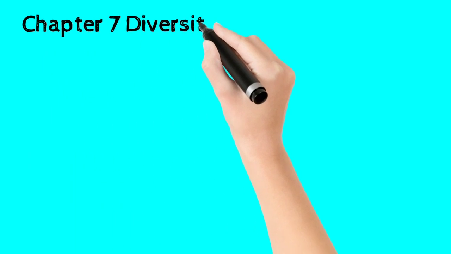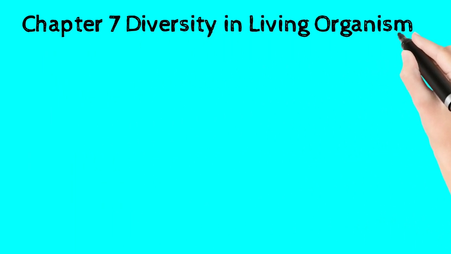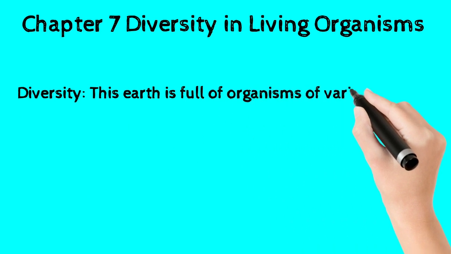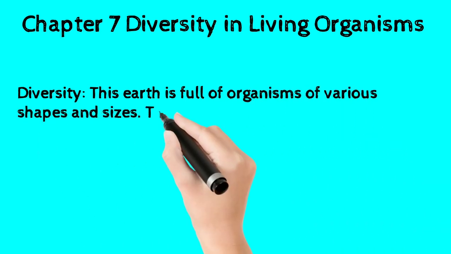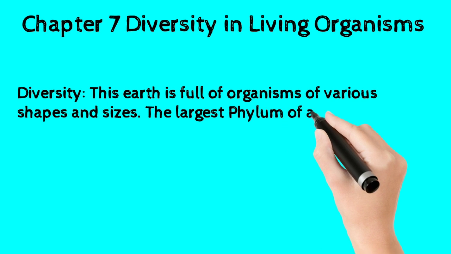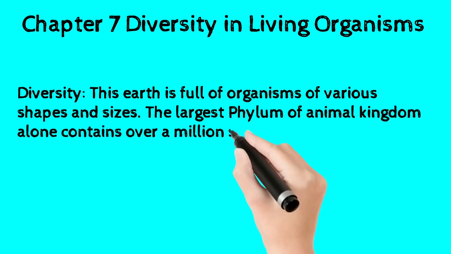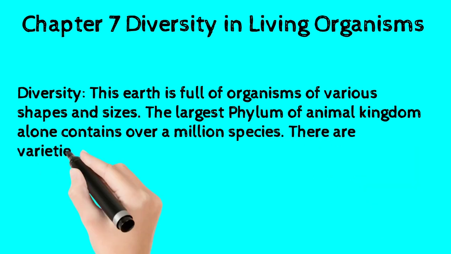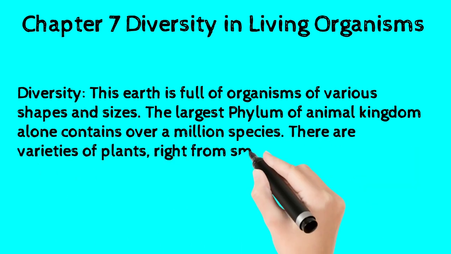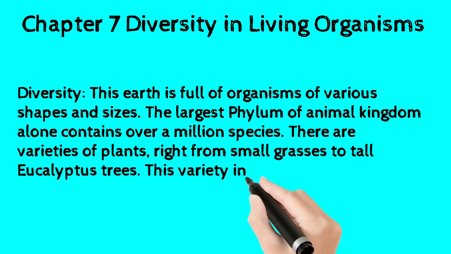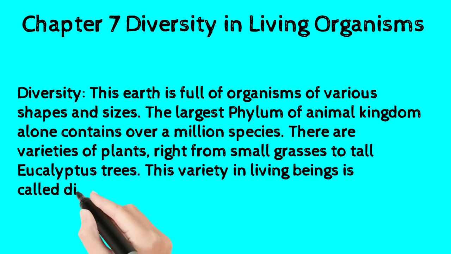Chapter 7: Diversity in Living Organisms. Diversity. This earth is full of organisms of various shapes and sizes. The largest phylum of the animal kingdom alone contains over 1 million species. There are varieties of plants, right from small grasses to tall eucalyptus trees. This variety in living beings is called diversity.